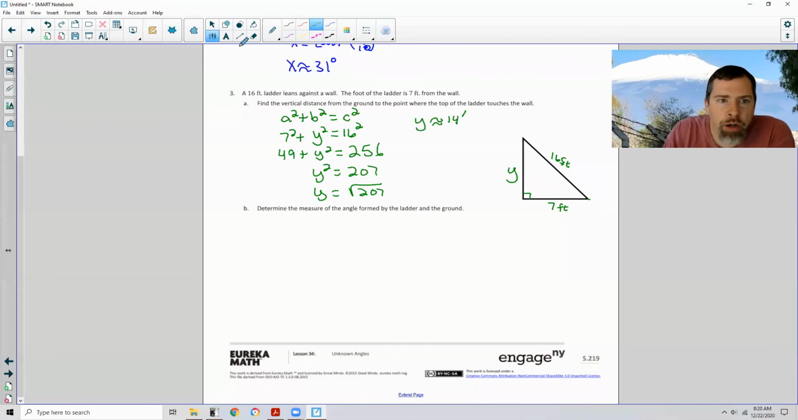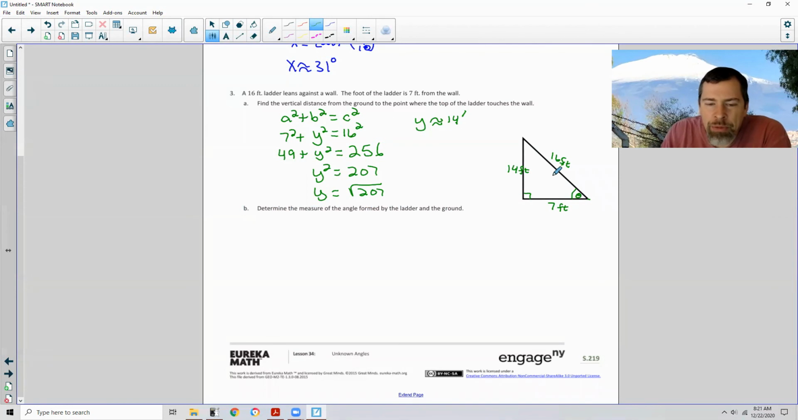Okay, so now that we know all sides, I will erase this y here and put my answer in, 14 feet. And now B says to determine the measure of the angle formed by the ladder and the ground. So this is our theta right down here. When you know all three sides, you can do sine, cosine, or tangent. It doesn't matter. I see 14 and 7, they're multiples of each other. I'm going to use that just to make it easier.